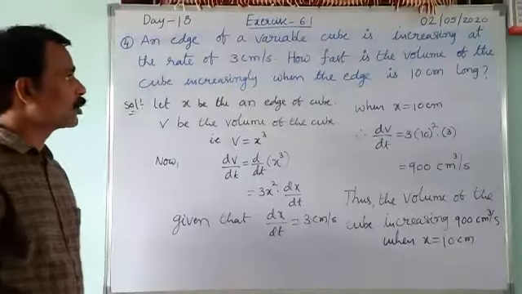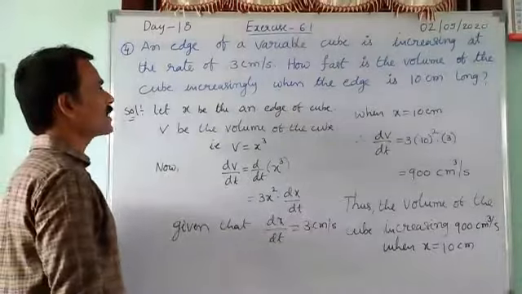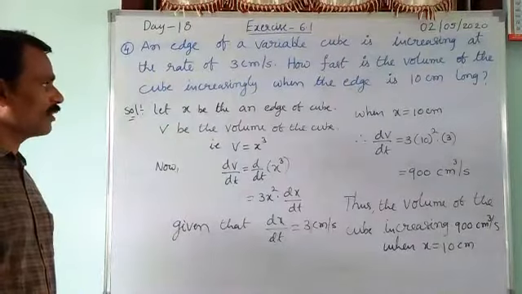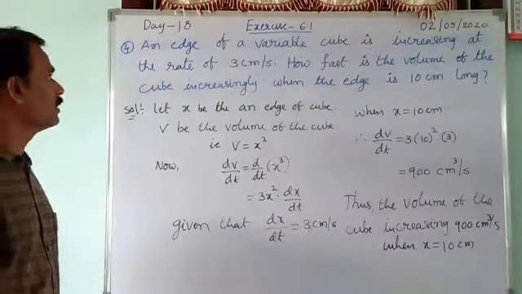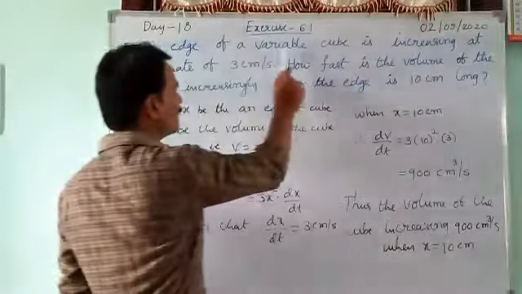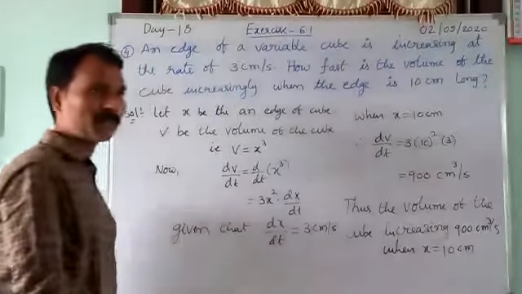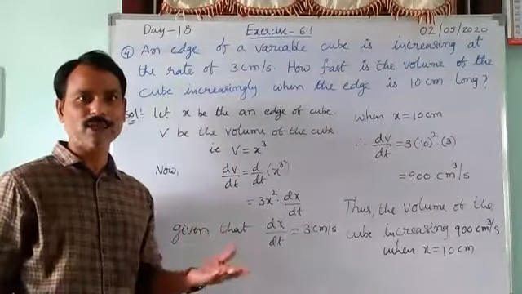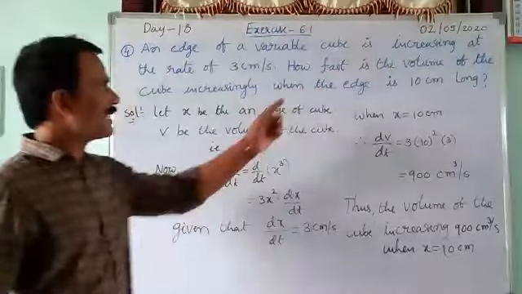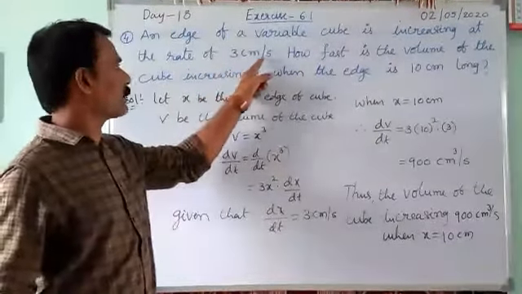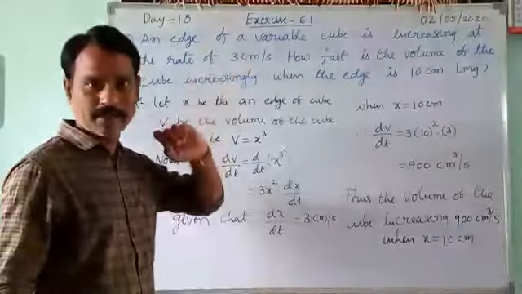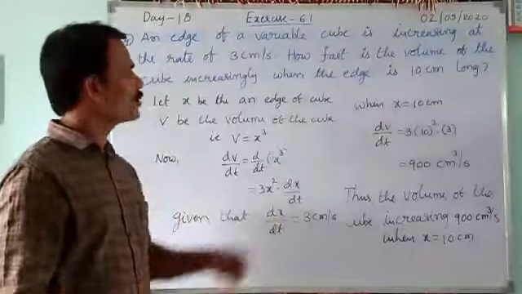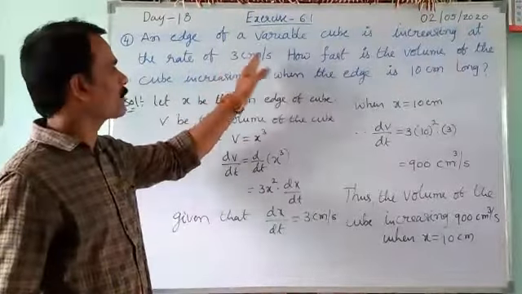An edge of a variable cube is increasing at the rate of 3 centimeter per second. How fast is the volume of the cube increasing when the edge is 10 centimeter long? Guys, edge of a variable cube means just consider it as the length of the side of a cube. And it is increasing at the rate of 3 centimeter per second means he has given the dx by dt value. Suppose you consider it with x, or with some other letter, it is the derivative by dt. So centimeter per second means dx by dt.